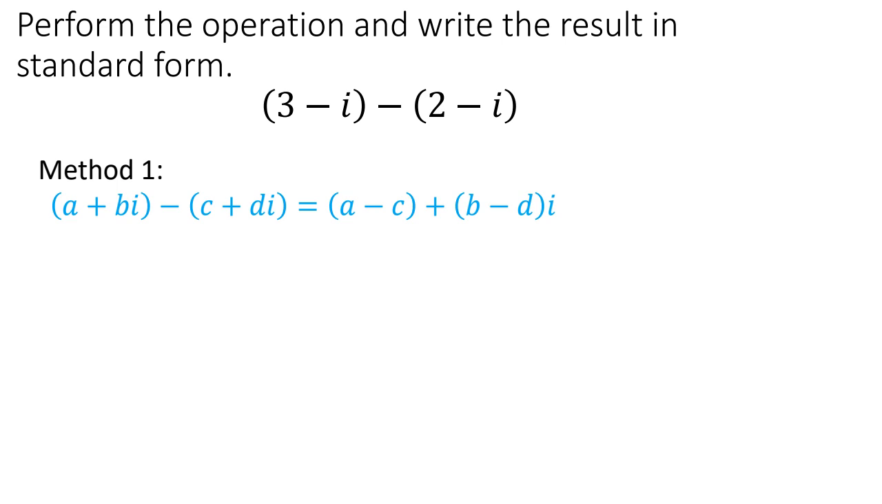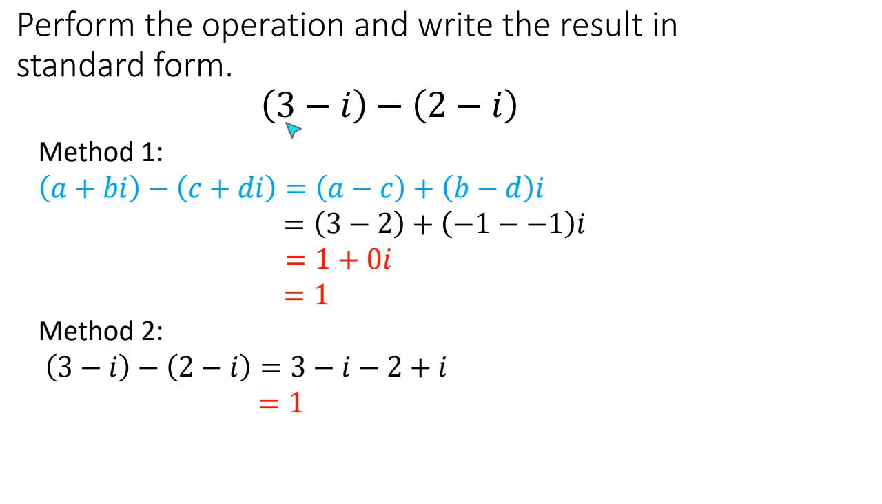If we subtract and use the definition, then we have 3 minus 2 and -1 minus -1. So we get 1 plus 0i, which is equal to 1. In the computer, it might ask you to enter it as 0i, or it might take the 1 actually. If you want to combine like terms, then we have 3 minus i, and notice here that I distribute the negative into my parentheses. So negative times 2 is -2, and negative times negative i is a positive i. And so we get a 1.